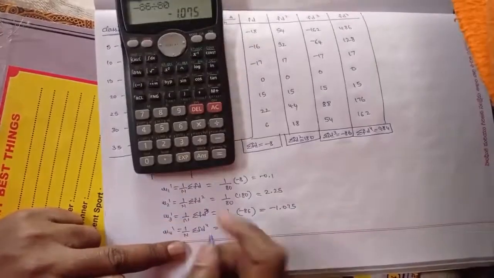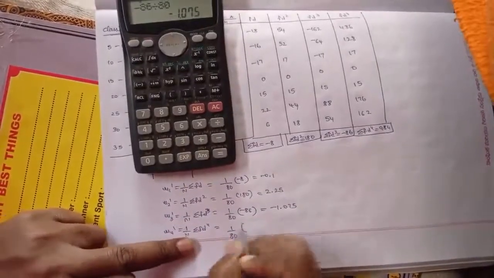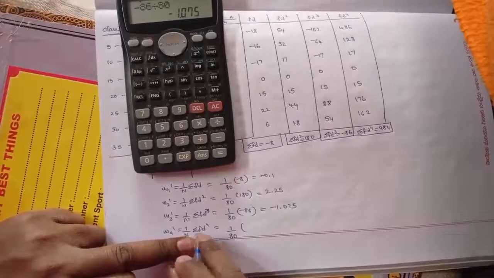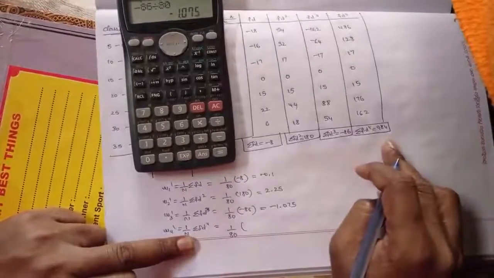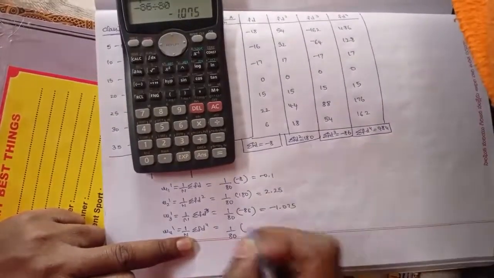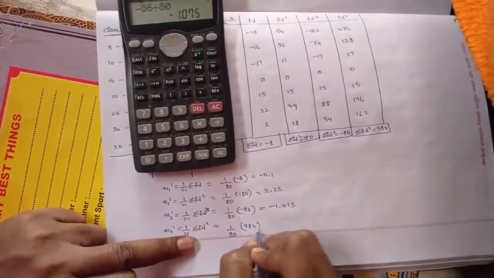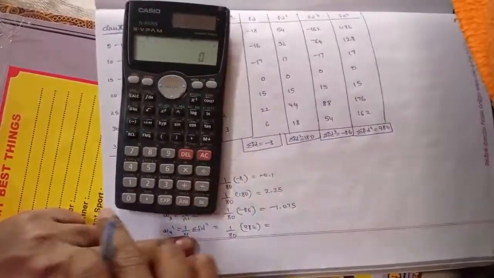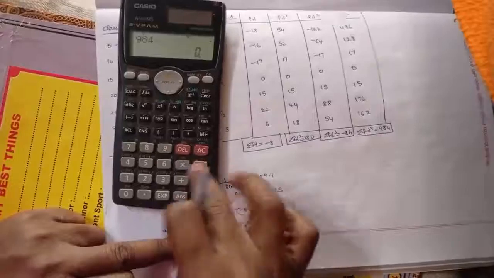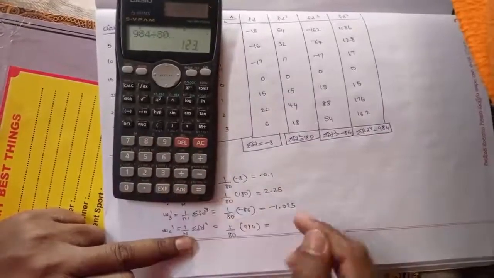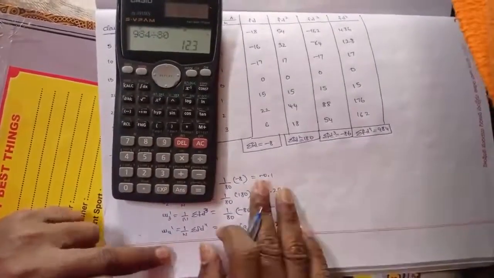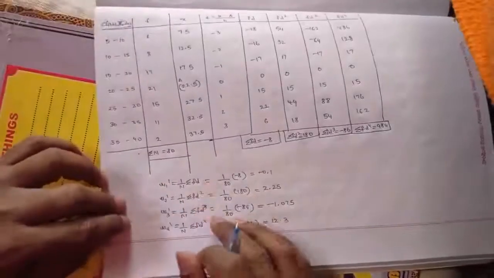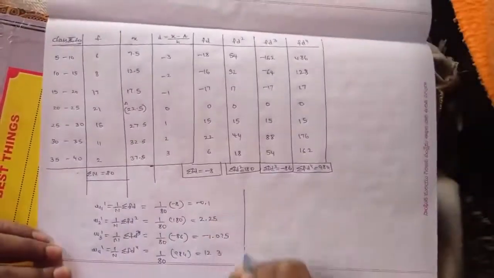Next one, mu4 dash, 1 by 80 of sigma fd power 4. Sigma fd power 4 is 984. So 984 divided by 80 results to 12.3. So we have got all the raw moment values. Now let us calculate the central moments.